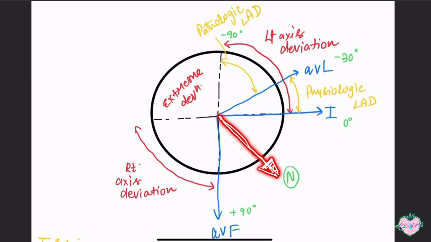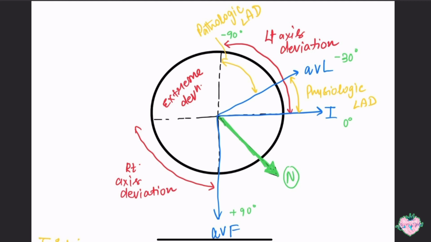So if the net current is flowing in this direction, it will be considered as normal. But if there is a deviation in this quadrant or this quadrant, there will be deviation called left axis and right axis deviation respectively. So if the current is deviated in this particular quadrant, we will say that it is a left axis deviation.